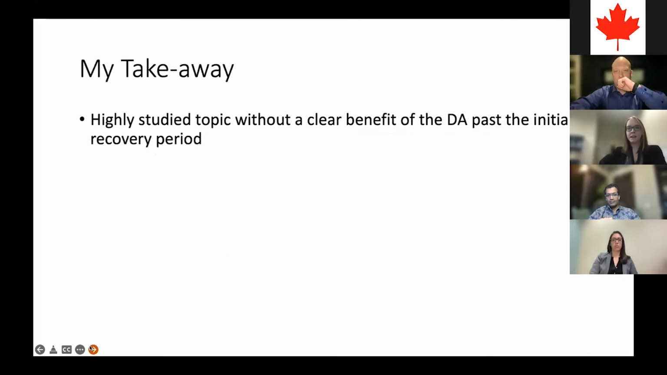So I'm going to give you my takeaway here. I wanted to present you with an overview that had a bit of both, because the reality is that I think there are benefits to both approaches. I'm not going to sit here and say that there's nothing good about the anterior approach, because there is. I just don't think the magnitude is such that it warrants a switch. So this is a highly studied topic without a clear benefit, I think, past the initial recovery period, which I don't think warrants enough to change the actual approach.